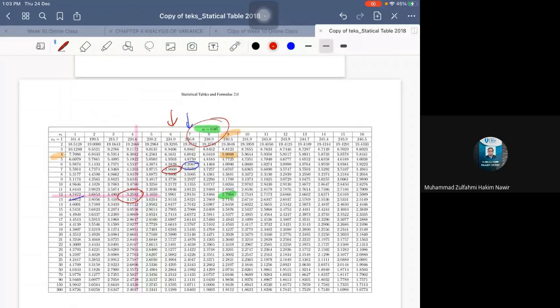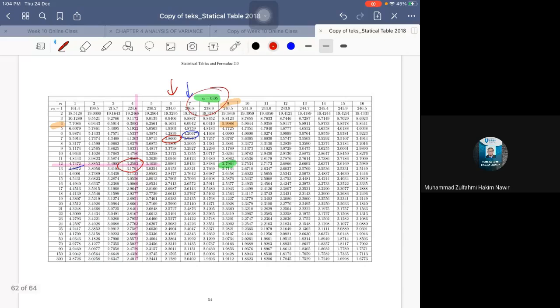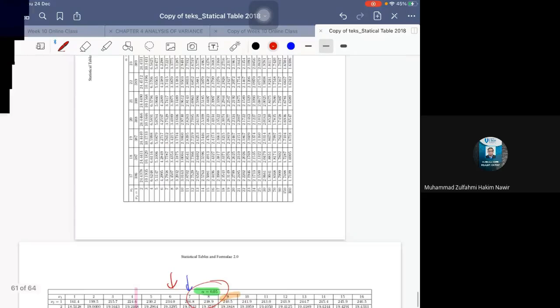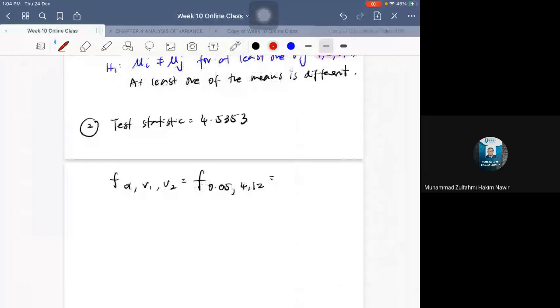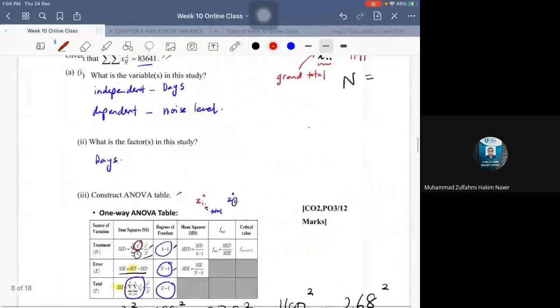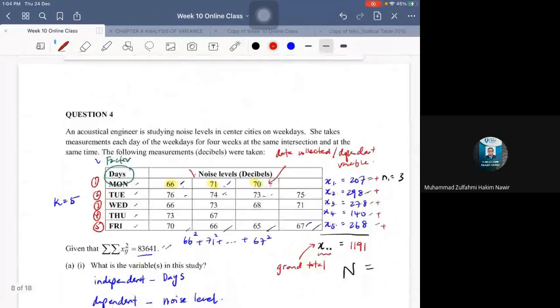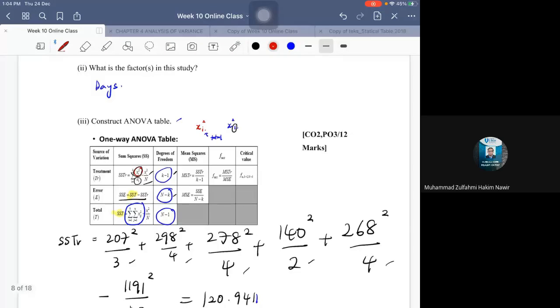Why is it that I've written over here 4 point something? Can someone check the statistical table for me? Is this right? That's going to be this value, 3.2592? Or is it written in the question? What is our alpha for this case? Is it written? No, it's not written. It just says construct the ANOVA table. So yeah, that should be our value then.